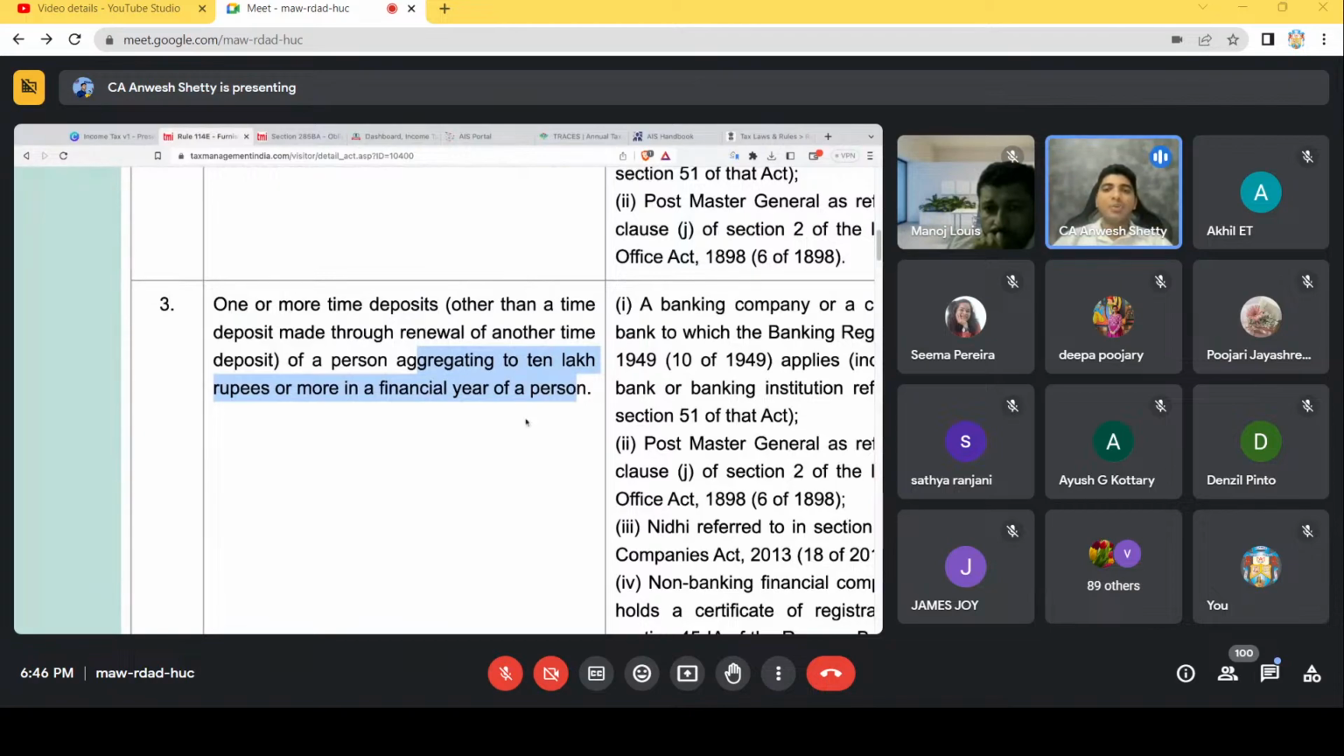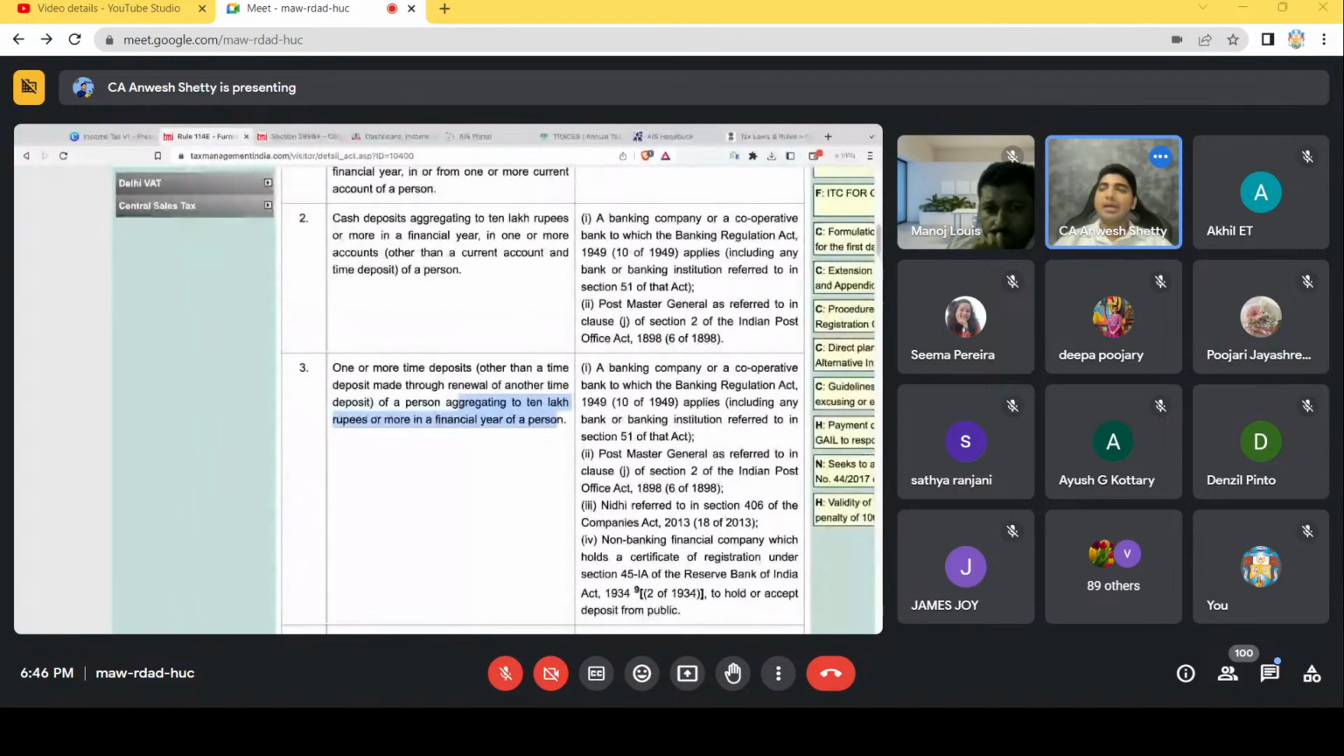Then comes a question: you may have an FD, you have kept one FD of 6 lakh rupees for 6 months and it got matured, and you again renewed it. So now does it mean that it is an FD of 12 lakh rupees for the whole year? They say no. A time deposit made through renewal of another time deposit will not be considered.